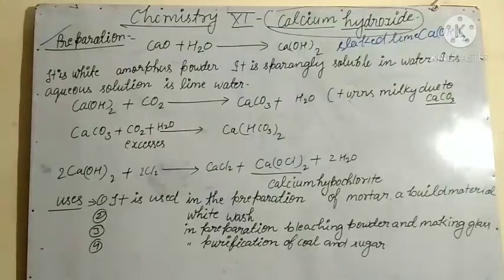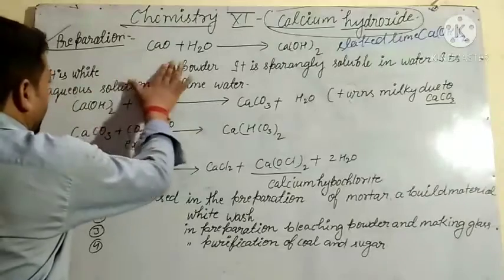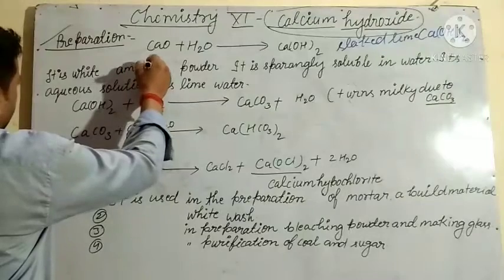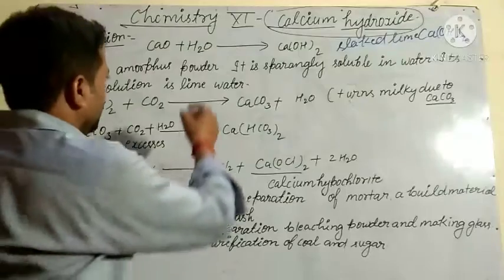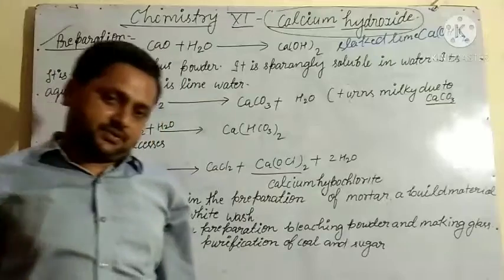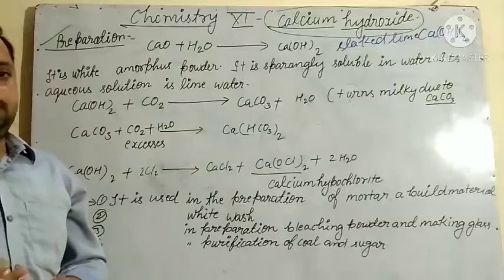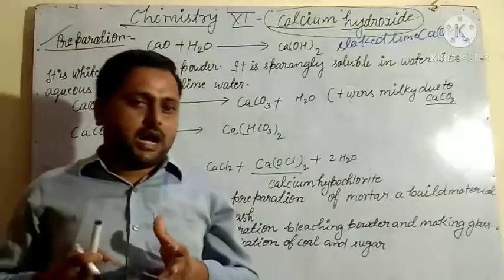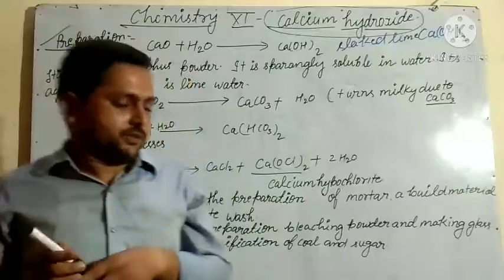Then what is the property? It is a white amorphous powder. You know that solids are of two types, crystalline and amorphous. So there is some difference between amorphous and crystalline. In crystalline solids, the particles are arranged in 3 dimensions, while in amorphous solids the particles are not arranged in 3 dimensions.